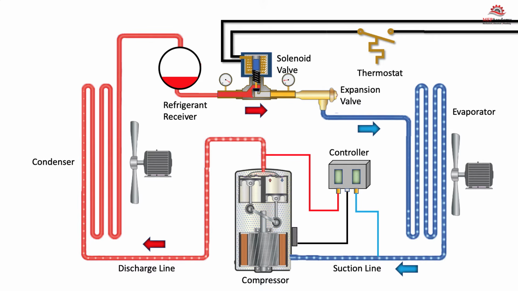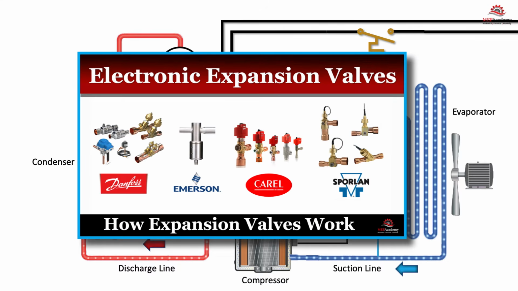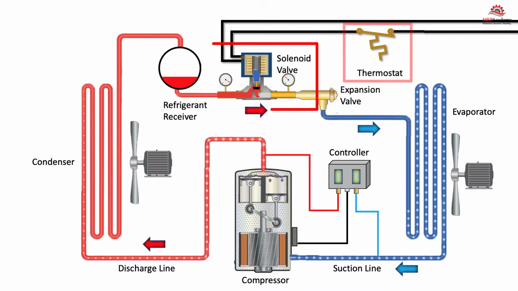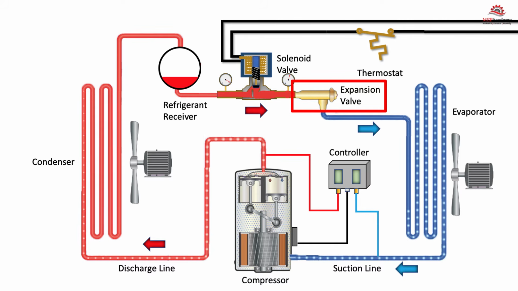This is done by placing a solenoid valve in the liquid line before the expansion valve. See our other video for an explanation on how electronic thermal expansion valves work. When the thermostat is closed upon a rise in temperature, the solenoid is energized, causing it to open and allow refrigerant to flow through the normally closed solenoid valve to the expansion valve.